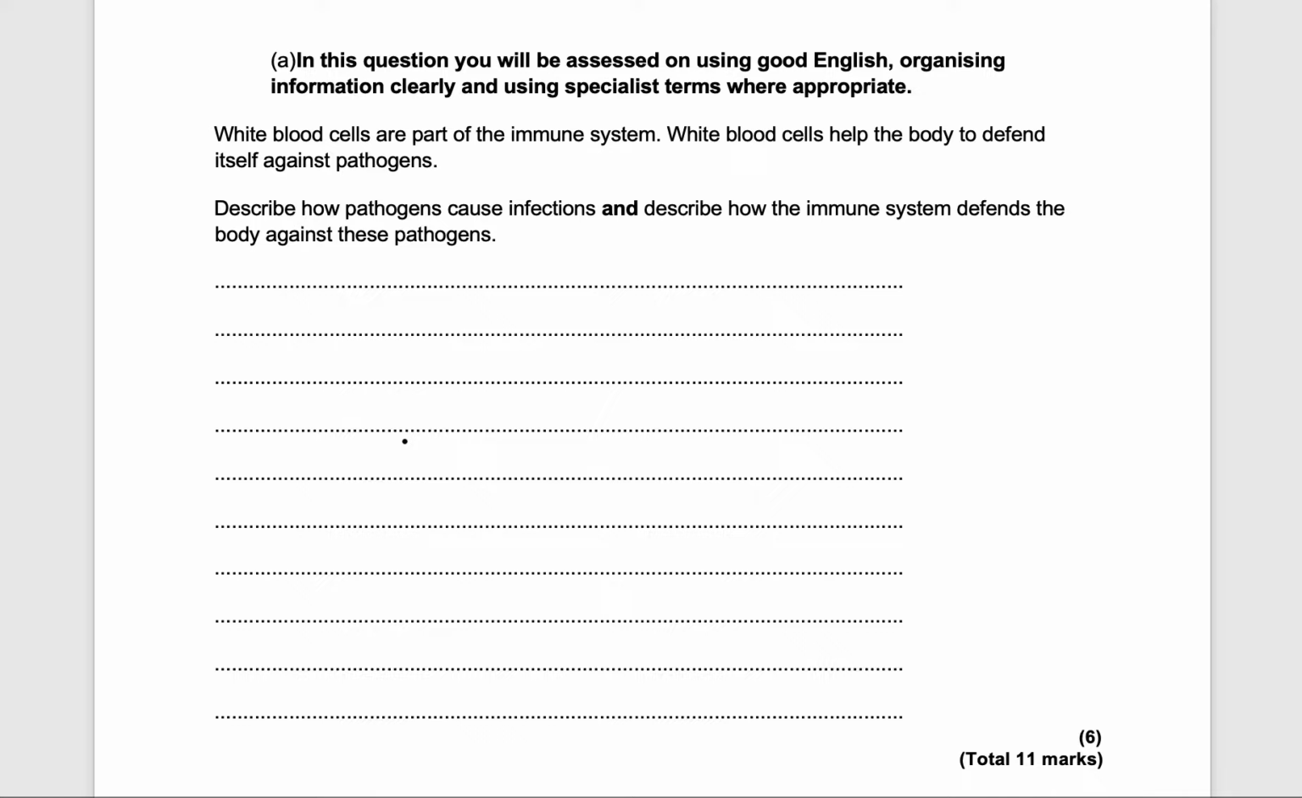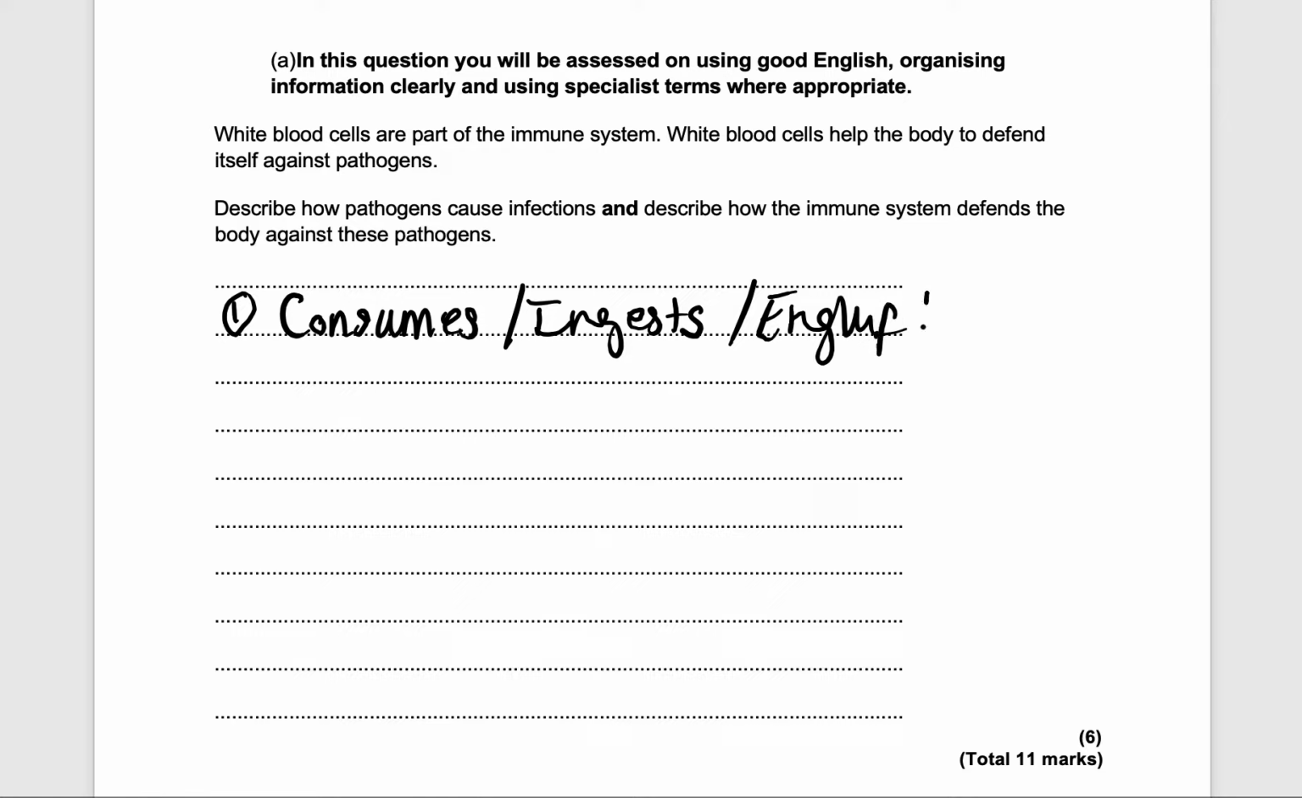So once a pathogen enters the body, it will release toxins depending on if it's a bacteria. So remember, bacteria release toxins, viruses reproduce inside the body cells. How does the immune system defend against these pathogens? Well, step one, it finds that pathogen and regards it as foreign, and it consumes, ingests or engulfs the pathogen. Once it's done that, this process is called phagocytosis.